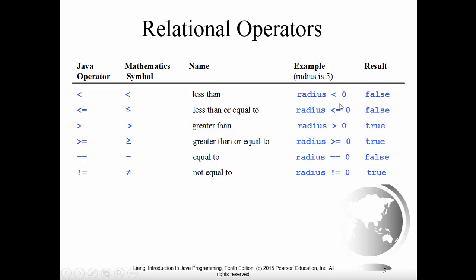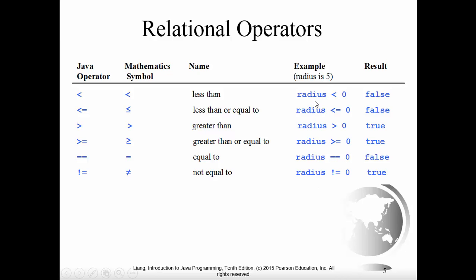Now they have some examples on this side of the slide. If we compared radius to see if it's less than 0, the value would hopefully be false, right? Our radius is 5, so that's going to give us false. If we compare radius to see if it's less than or equal to 0, false. If radius is greater than 0, that's true. Is radius greater than or equal to 0? Yes, that's true. Is radius equal to 0? No. Is radius not equal to 0? Yes, it is, it's 5.